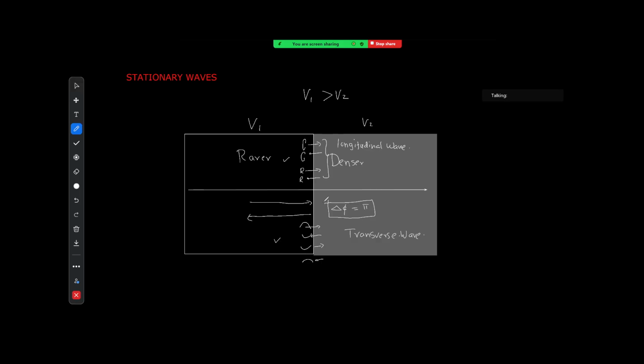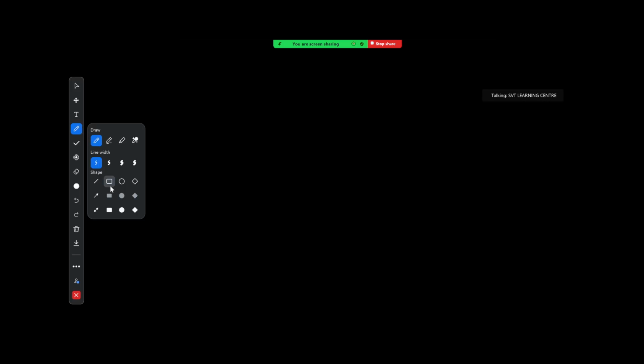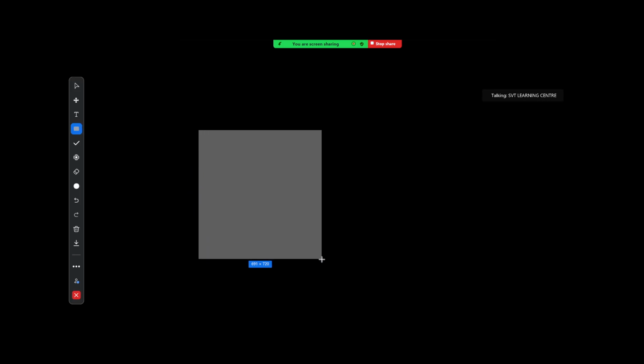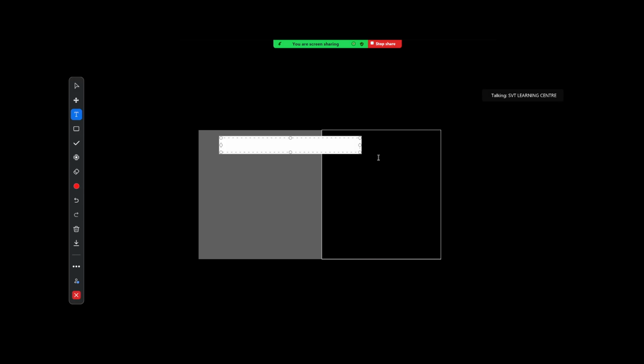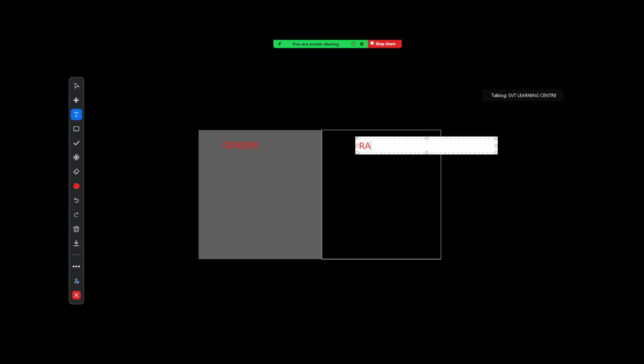Done. Okay. Now let's look at the second part over here. That is, this time we are going from a denser medium to a rarer medium. So on the left hand side we have a denser medium, and on the right side we have a rarer medium. So this is a denser medium and this happens to be a rarer medium.